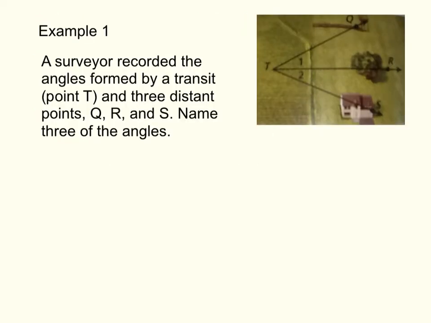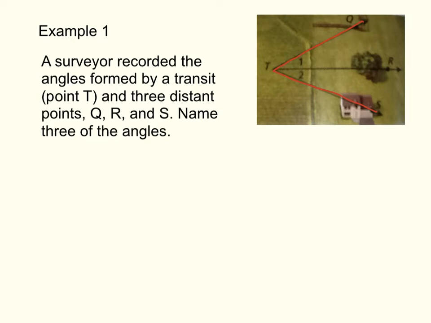Example 1. A surveyor recorded the angles formed by a transit, which is point T, and 3 distant points Q, R, and S. Name 3 of the angles. Point T right here is our transit. So we have 3 angles. Now, I'm hoping you can see them. We're going to start with the big angle.